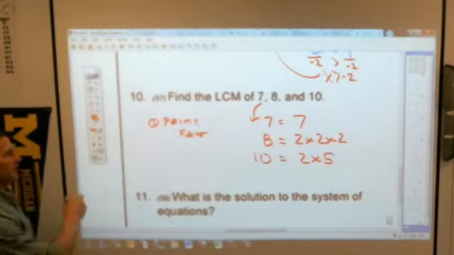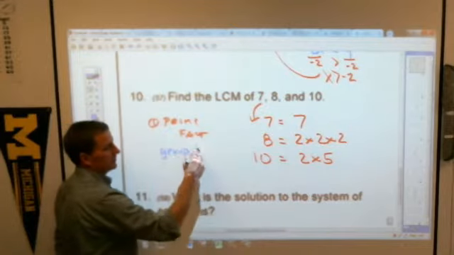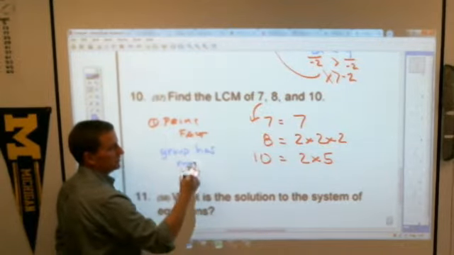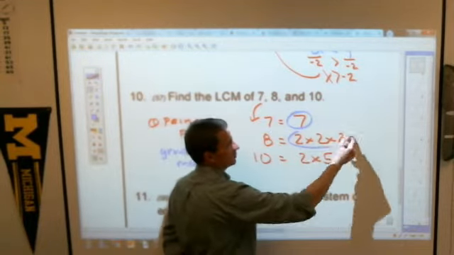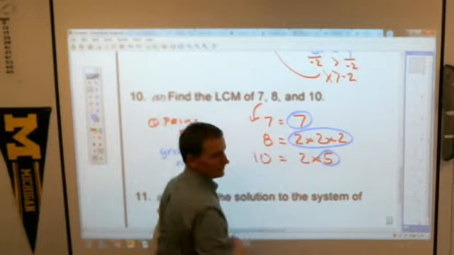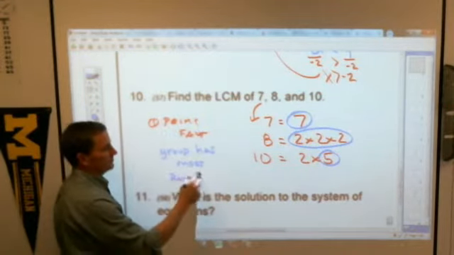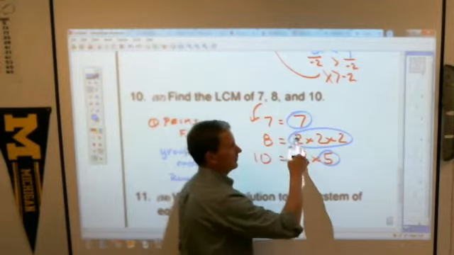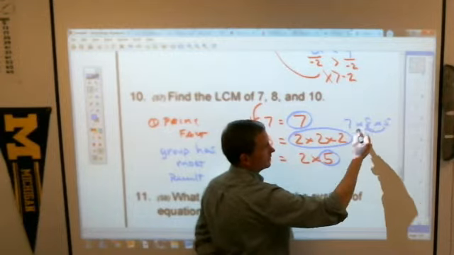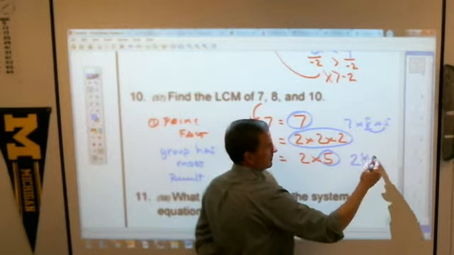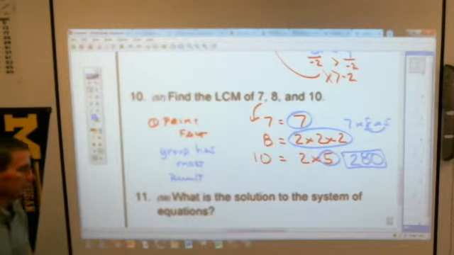Then you take the group that has the most of each factor. This one has the most 7s, this one has the most 2s, this one has the most 5s. You take those and then you re-multiply all of that. So you end up with 7 times 8 times 5. 5 times 8 is 40, times 7 is 280.